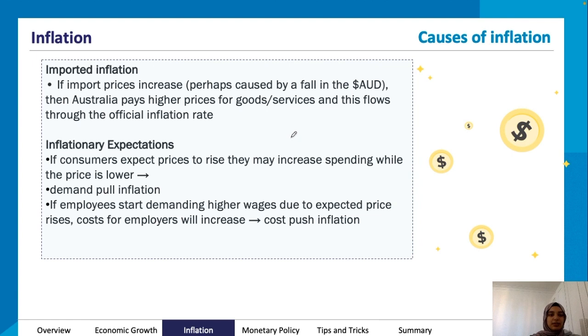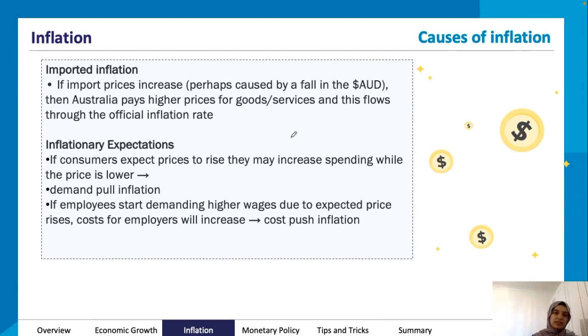Next up, we've got imported inflation. So if imported prices increase, perhaps caused by a fall in the price of the Australian dollar, then Australia pays higher prices for goods and services, and this flows through the official inflation rate. Right, so essentially, this idea that now goods are more expensive overseas.